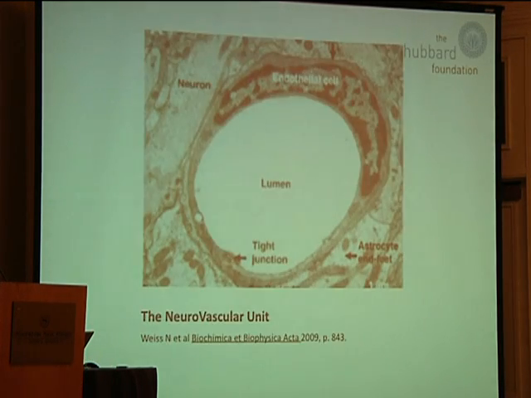So what about the blood-brain barrier? So there's your epithelials. This is an endothelial cell. This is the endothelial lining. Endothelial lining has tight junctions.